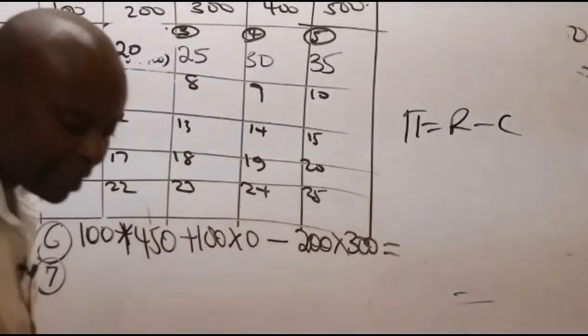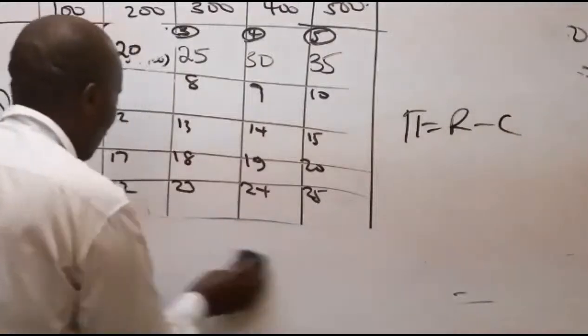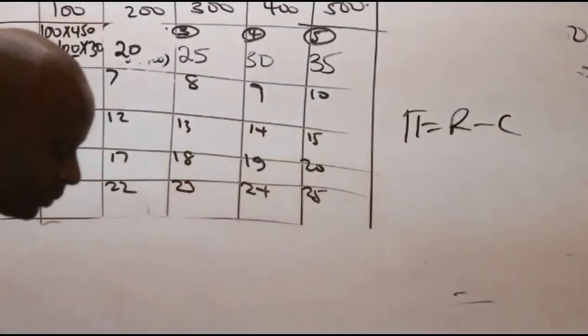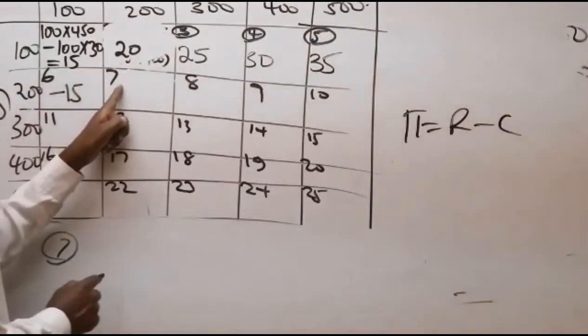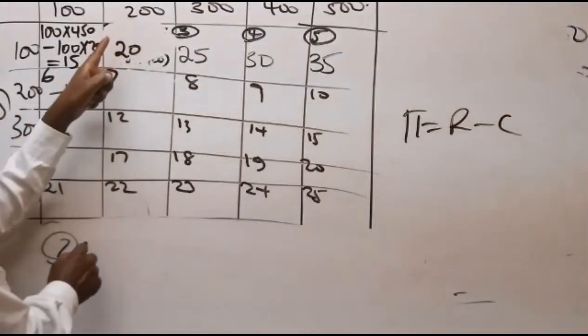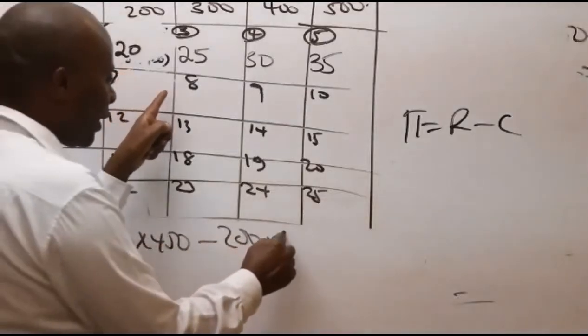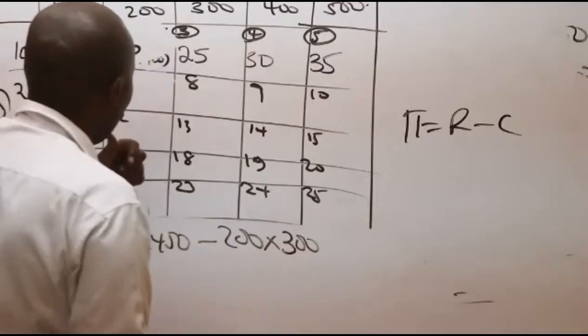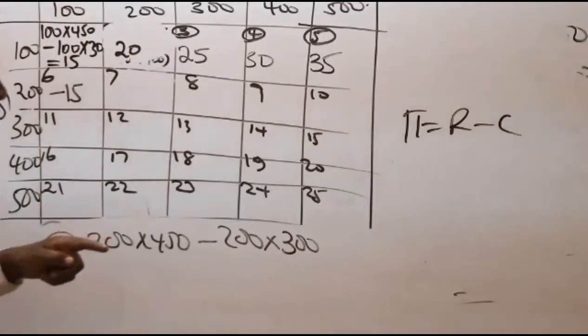So for cell number 7, this is what I have. We supplied 200. Demand is 200, so we shall sell 200 at 450 minus 200 at 300. So somebody is giving me what figure here? Cell number 7, somebody is giving me 30,000.